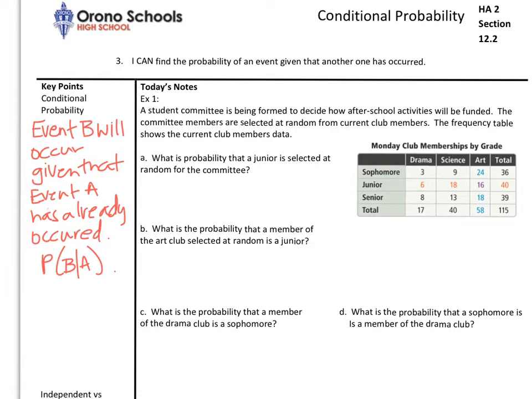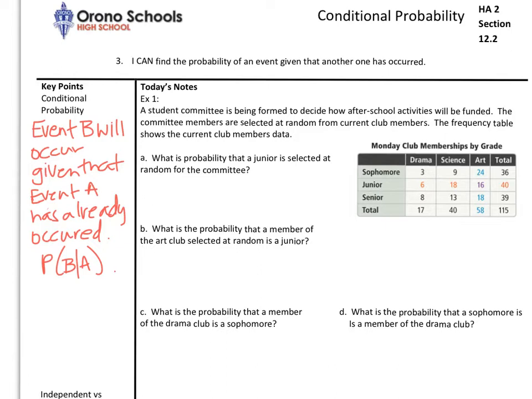Conditional probability is defined as two different events. Event B will occur given that event A has already occurred. So one is conditioned based on the outcome of the other one. The notation would be B/A, meaning B can occur because A has already happened.